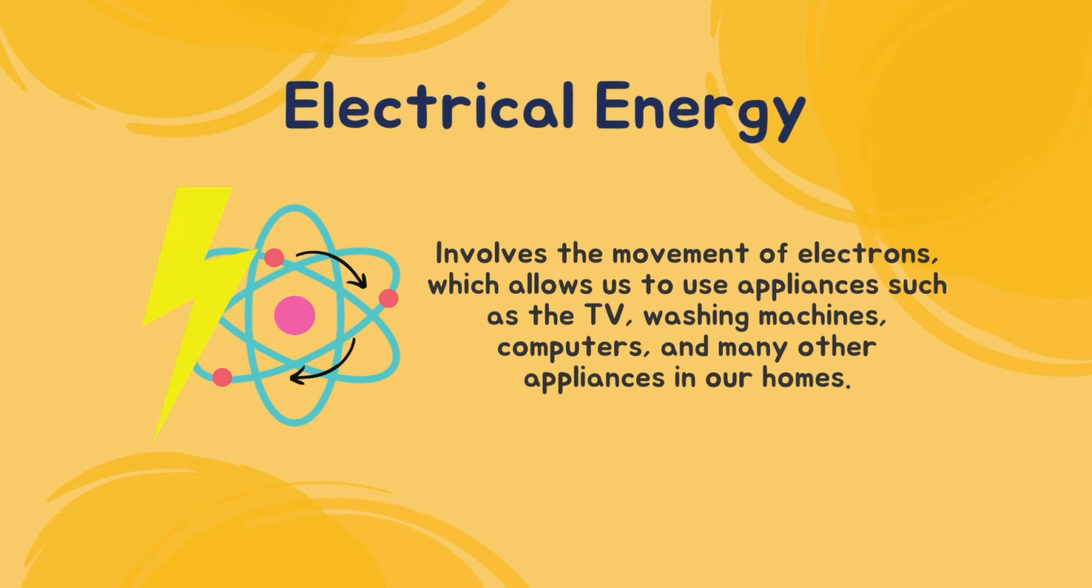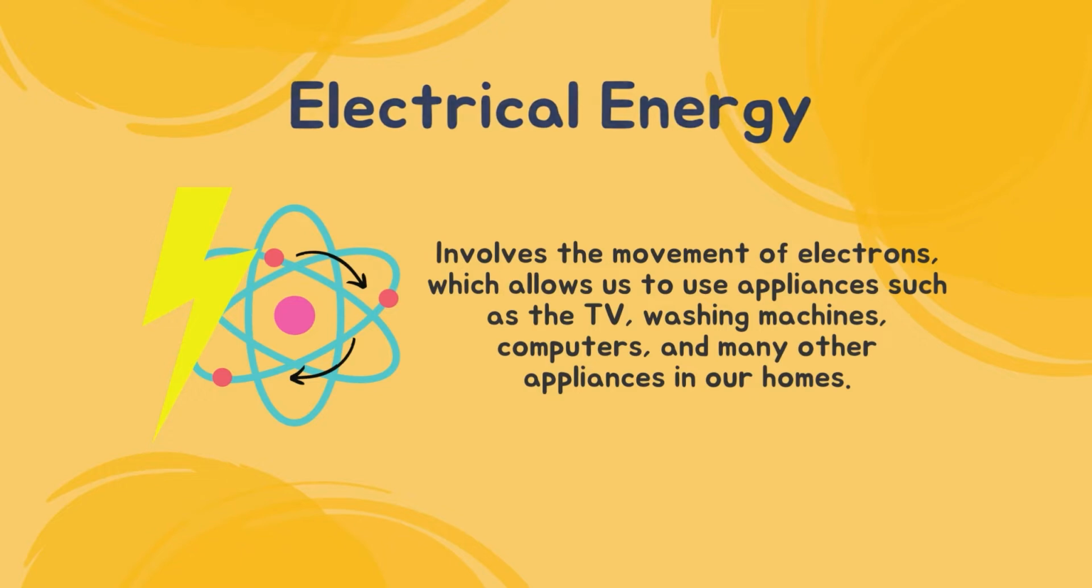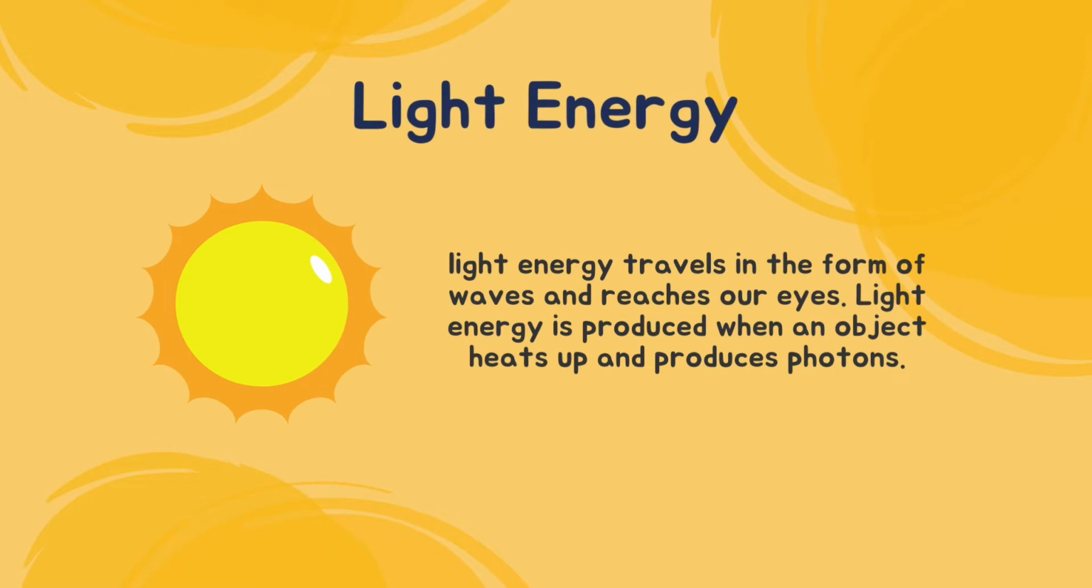Electrical energy. Electrical energy involves the movement of electrons, which allows us to use appliances such as TV, washing machines, computers, and many others. Light energy. Light energy travels in the form of waves and reaches our eyes. Light energy is produced when an object heats up and produces photons, which are small particles.